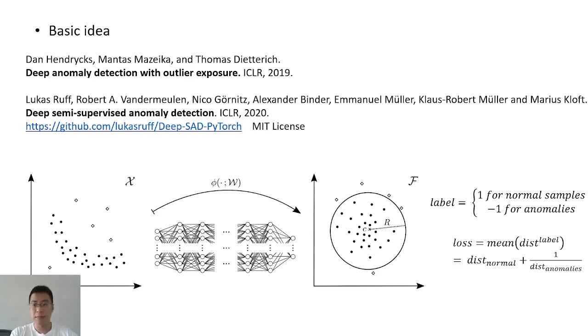And we use deep SAD as the model. It's an expanded version of the model I introduced in the previous slide. It tries to, at the same time, minimize the volume of the data enclosing hypersphere and keep abnormal samples away from the center. I provide its loss function here. It tries to minimize the distance between normal samples and center and let the anomalies be away from the center.